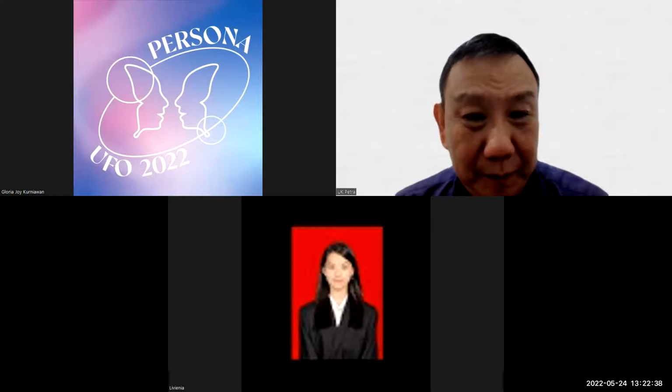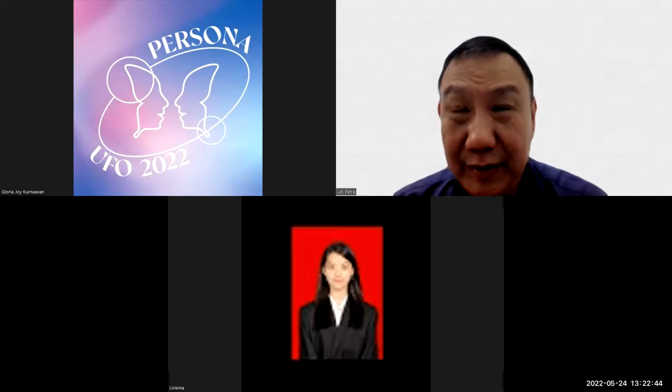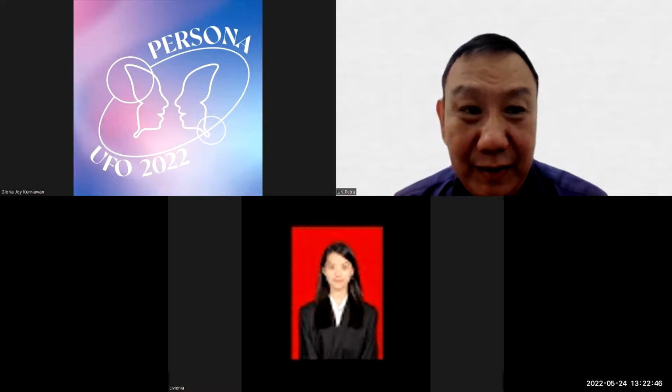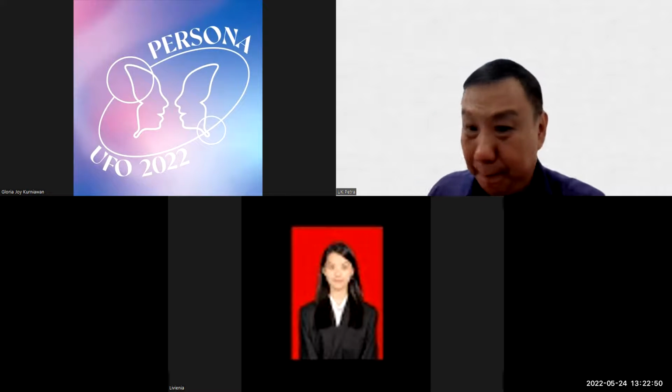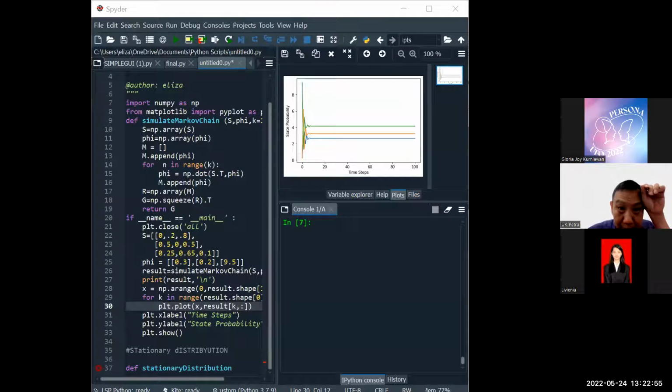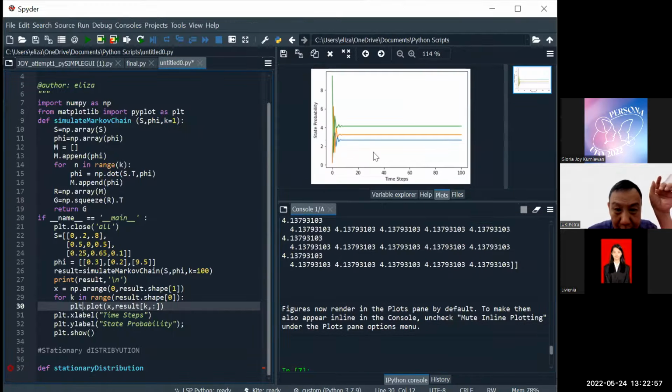But it works. We need to import. I forgot to import NumPy and NumPy pyplot. But I already did it, so it now works. Okay, can you show? Okay. Okay, so let me get that value.